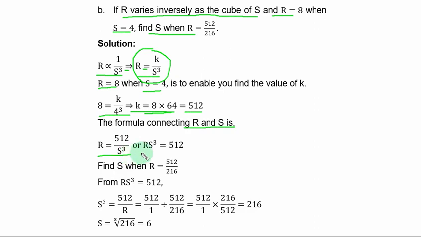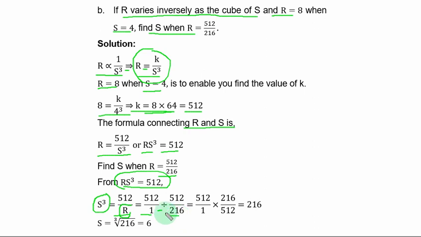This also means that arrow S cube is equal to 512. You are now asked to find S when arrow is equal to 512 over 216. So let's recall this formula and simply make S cube the subject by dividing through by arrow in this form. So you have 512 over 1. Because arrow is fractional, let us use division sign. So you have 512 over 1 divided by 512 over 216.